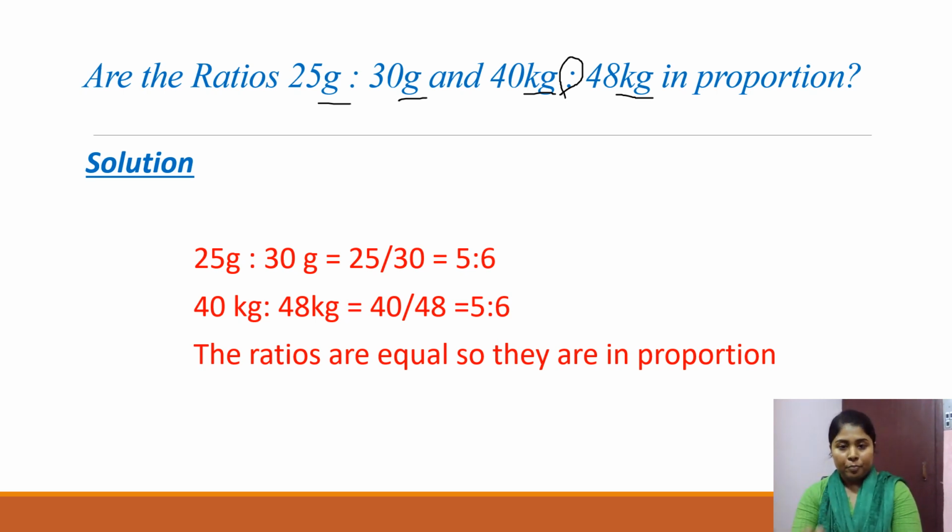By seeing this, it is clearly visible that the first ratio value is 5 is to 6, and the second ratio value is also 5 is to 6. So by seeing this, we can say that both the ratios are in proportion. Okay. So here we are going to learn about another problem.